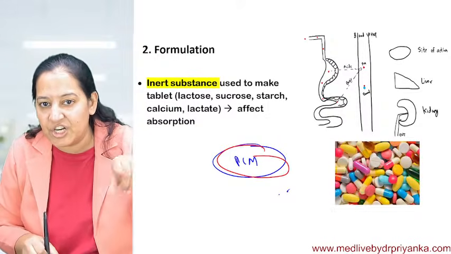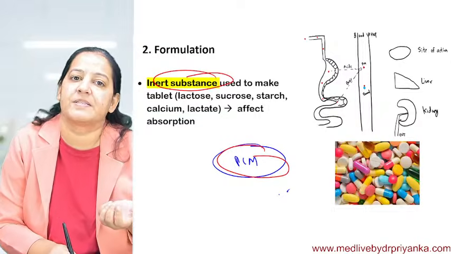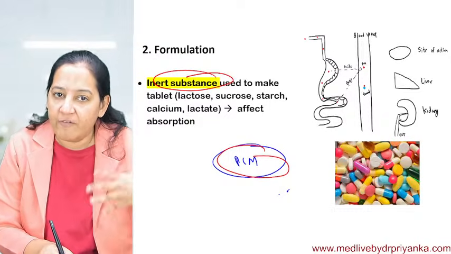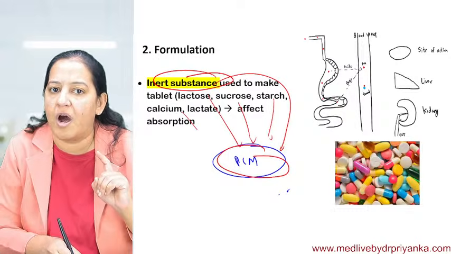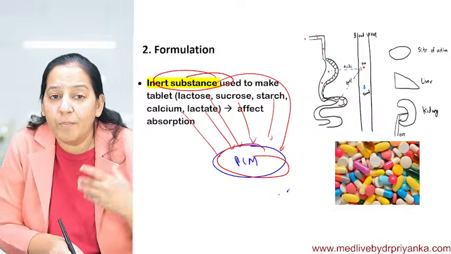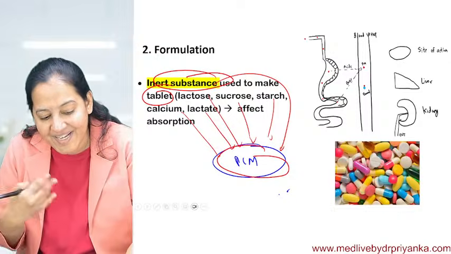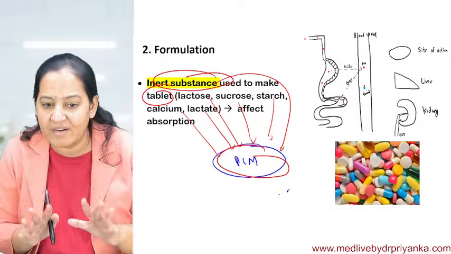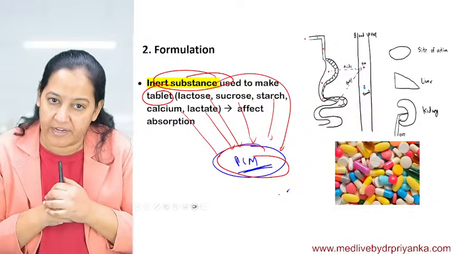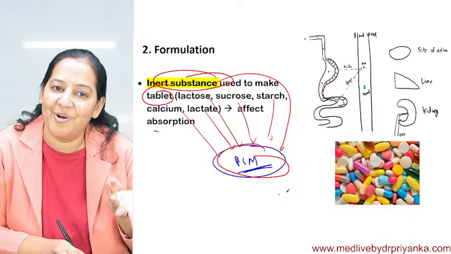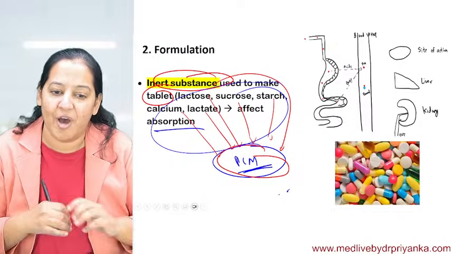But to package it, to compact it and make a tablet, we have to add some inert substances that are not the active ingredient, like lactose, sucrose, starch, calcium lactate. These are known as inert substances, apart from the active ingredient. How many of you got it? They also affect the absorption. The various ingredients have various effects on the absorption. That is formulation.